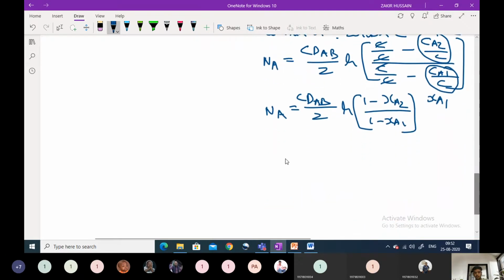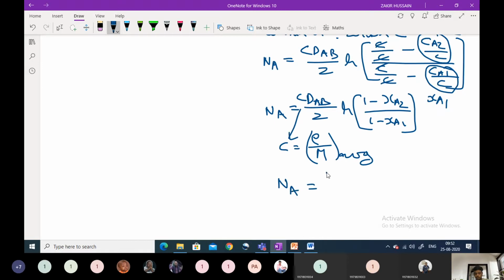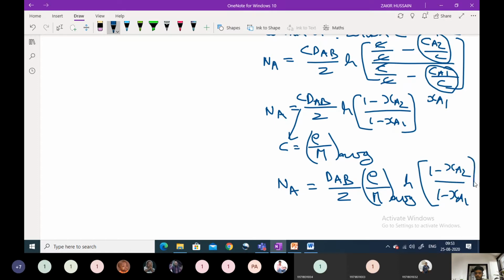One minus XA1. For the liquids, we already know that C is equal to rho by M average. So N is equal to, in place of this C, we can substitute this value. So Na is equal to dAB by Z. In place of C, we can substitute rho by M average into ln (1 minus XA2) by (1 minus XA1). So this is the final equation we have to use for the A through non-diffusing B case.